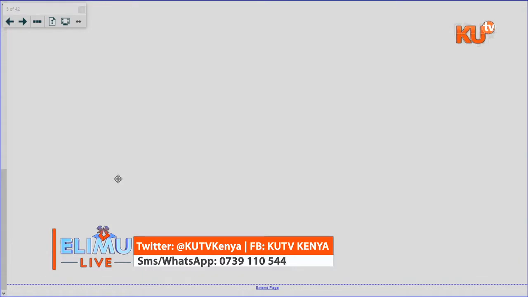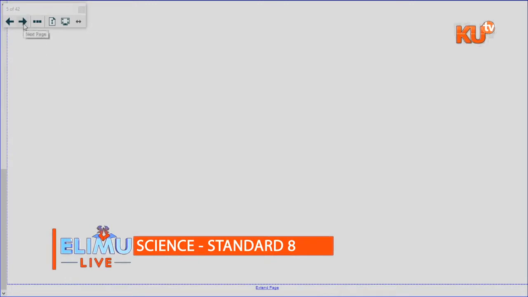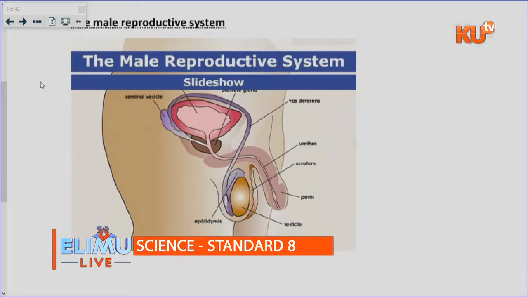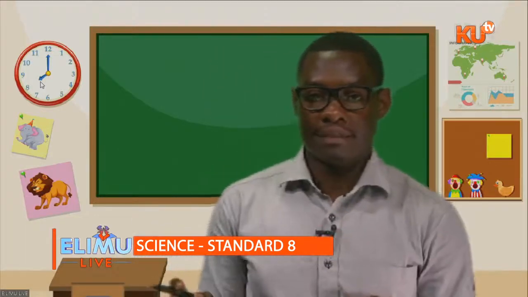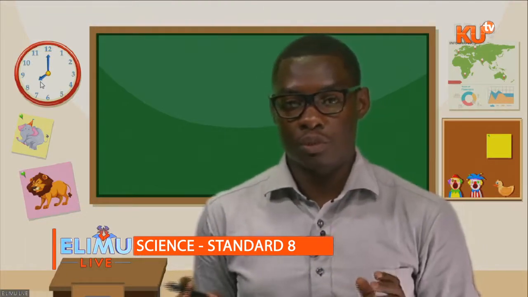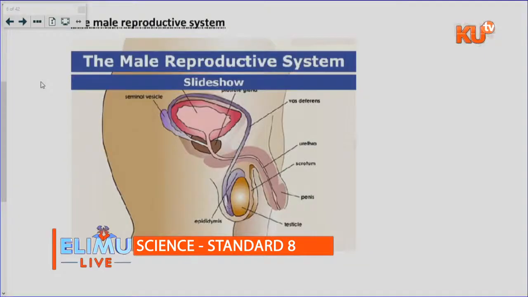So we have the male reproductive system, and the parts of the male reproductive system, we have the testis, and the function of the testis is to produce the sperms. We also have the scrotum, and the function of the scrotum is it holds the testis in position. We also have the penis, and the penis is a muscular organ that is used to deposit the sperms into the vagina during copulation.